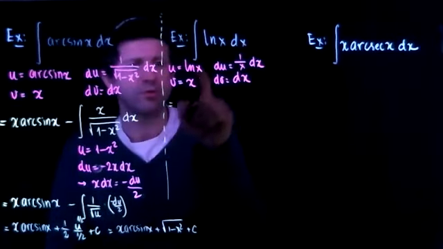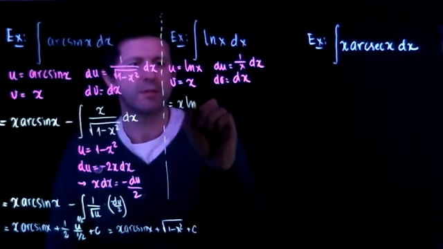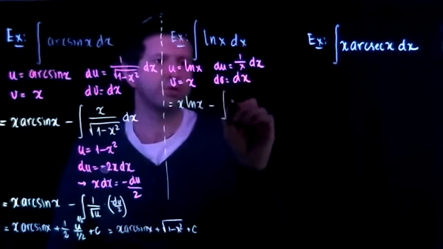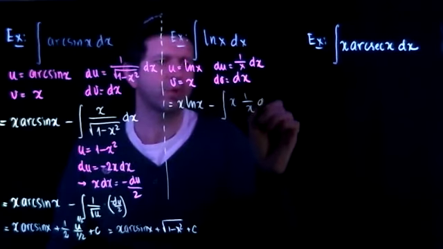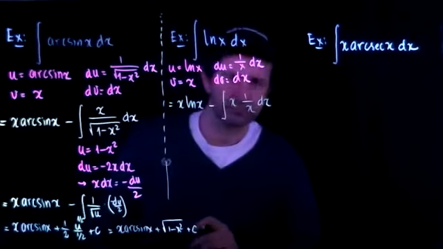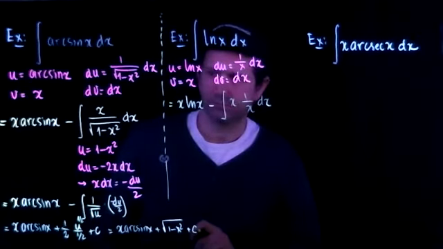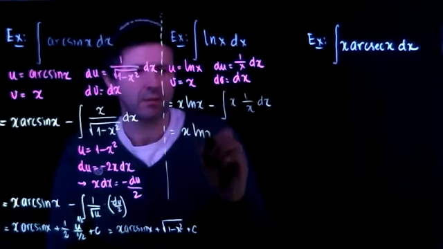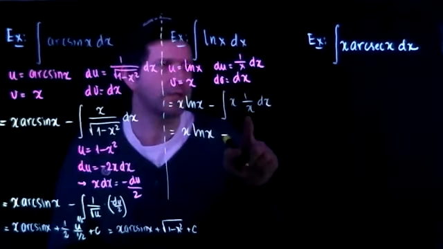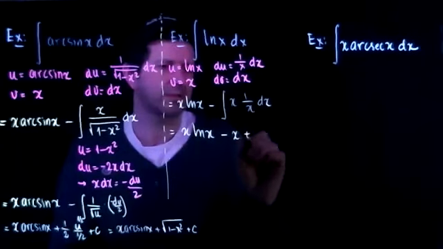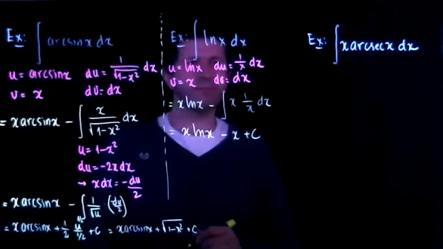Okay, let's go. So it's equal to uv, so x ln x, minus the integral of v du, which is x times 1 over x dx. So it's x ln x minus, and x over x is just 1. So the antiderivative of 1 dx is just x. That's it. That's an easy one.